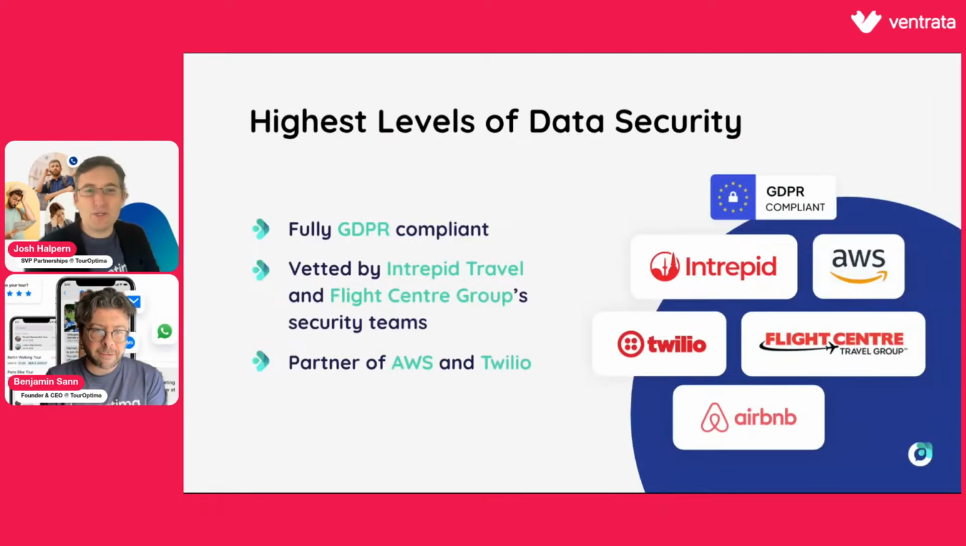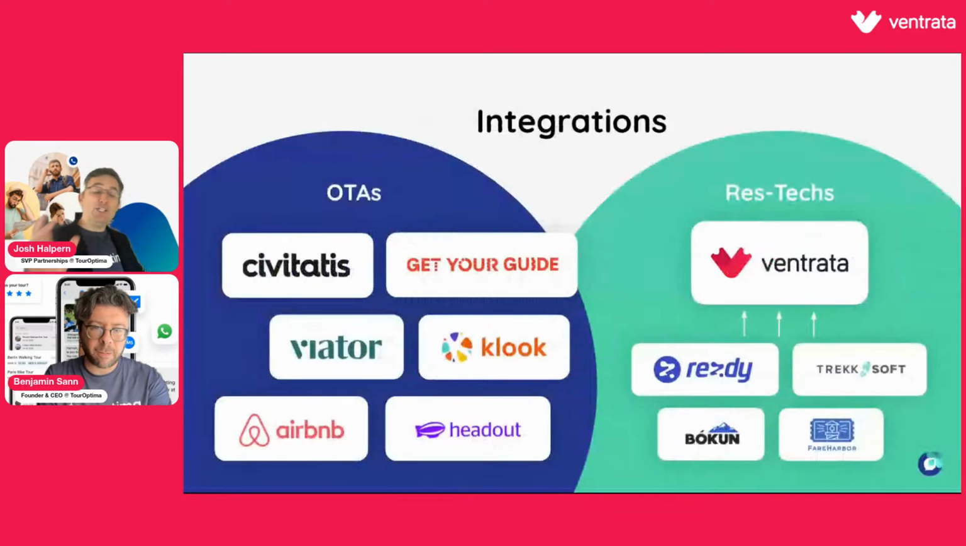Highest level of data security. Your due diligence teams do tend to love us. We have GDPR compliance. Intrepid Travel and Flight Center and a number of others have already run us through their gamut of security tests. And of course, partners with AWS and Twilio.